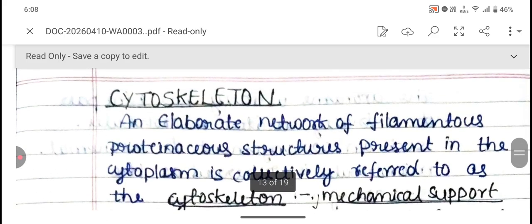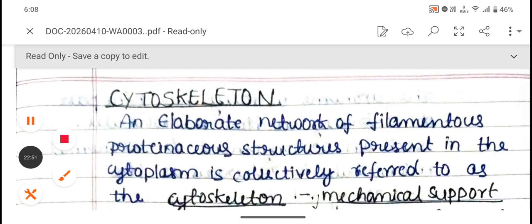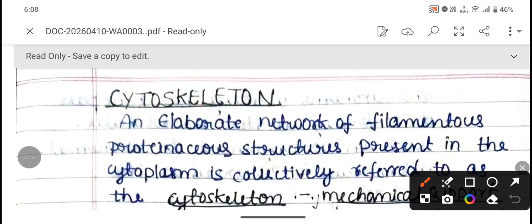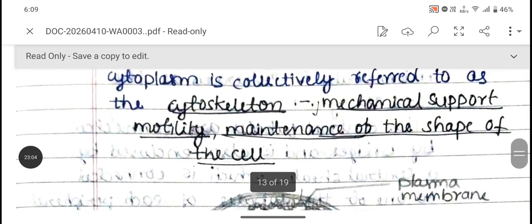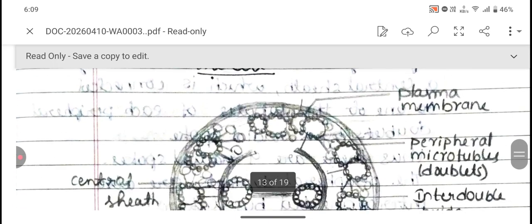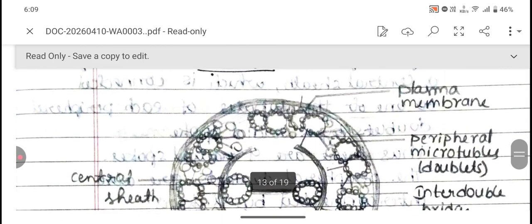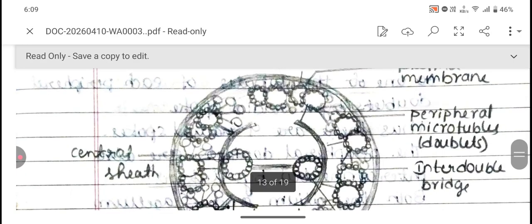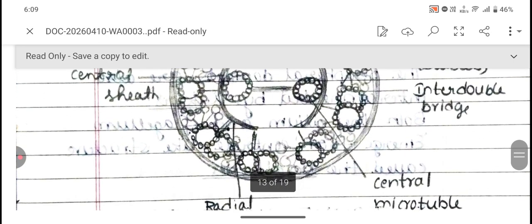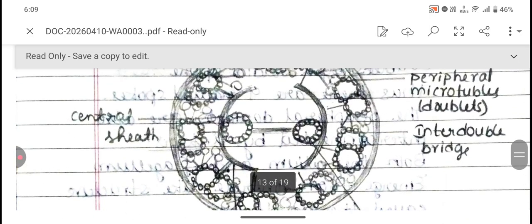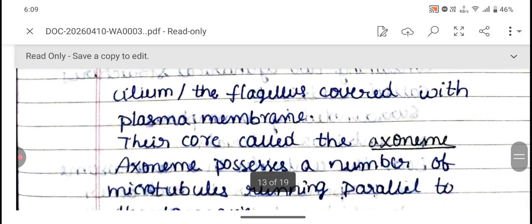So, the cytoskeleton. The cytoskeleton is an elaborate network of filamentous proteinaceous structures present in the cytoplasm. It serves the purpose of mechanical support, motility, and maintenance of the shape of the cell. You can see the structure here. It consists of plasma membrane, peripheral microtubules, interdoublet bridge, central microtubule, radial spokes and central sheath. So, cilia and flagella.